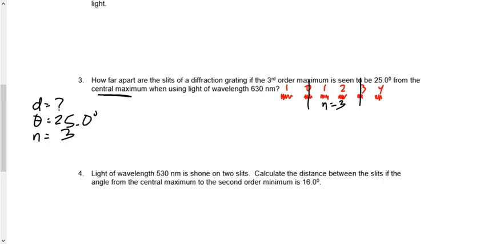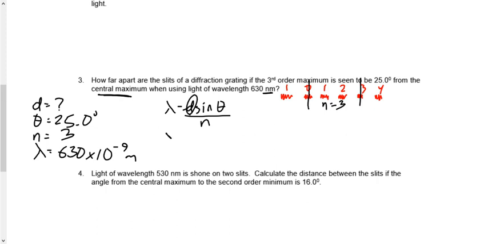My wavelength is 630 nanometers. 630 times 10 to the minus 9 meters. If you're not sure what a nano is, that's okay. On your data sheet, it gives you all those prefixes. I think we're good there. Lambda is equal to d sine theta over n. Let's rearrange that to solve for d. Lambda times n over sine theta equals d.